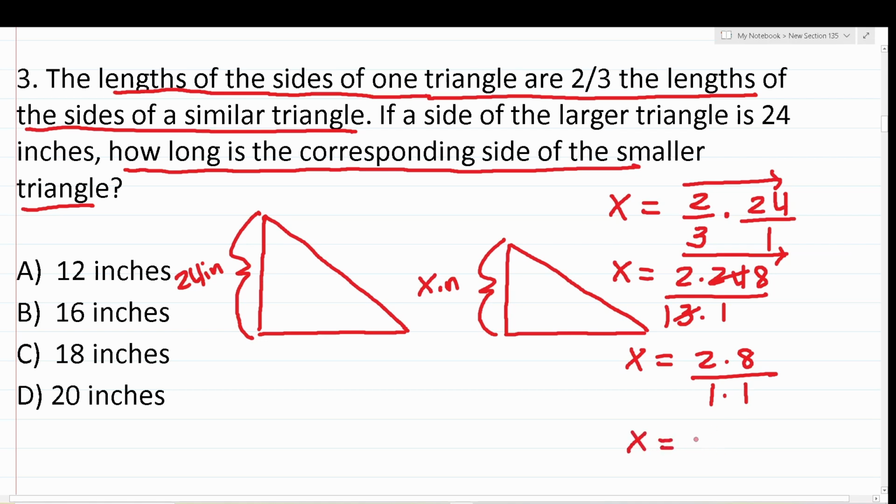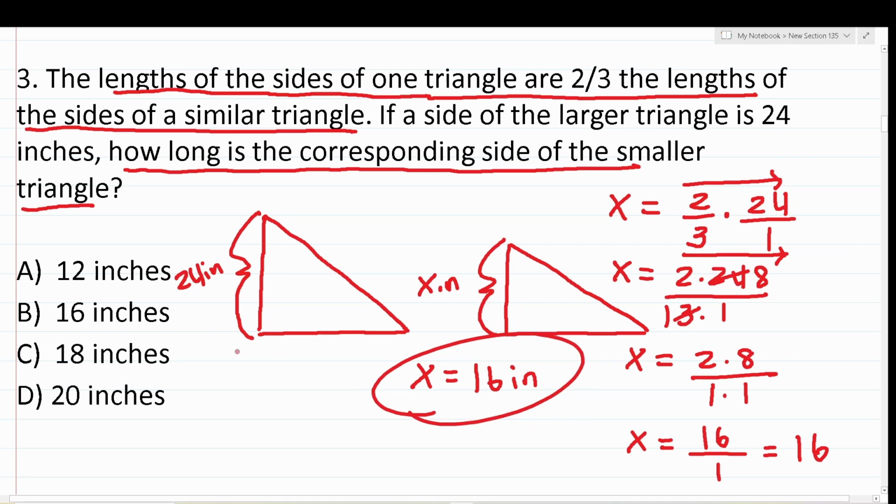2 times 8 is 16. 1 times 1 is 1. 16 divided by 1 is just 16. So we know that x, in this case, is 16 inches. And of course, that means that the length of this side of this smaller triangle is 16 inches. So the answer to this one is B, 16 inches.